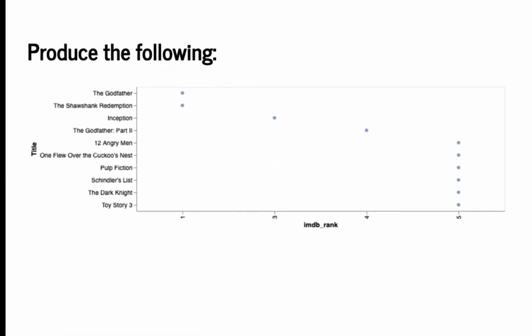So we're going to basically calculate the rank for all the movies based on their IMDb score, and then I'm going to look at the top 10 movies, so you can see them. This is the end visualization. So The Godfather at the very top, going down to Toy Story, and you see a point reflecting their IMDb rank. So you can see that The Godfather and The Shawshank Redemption tied. Then there's Inception, The Godfather Part 2, and then a bunch of other movies that are tied at number 5 in terms of the rank. So they have the same exact score.